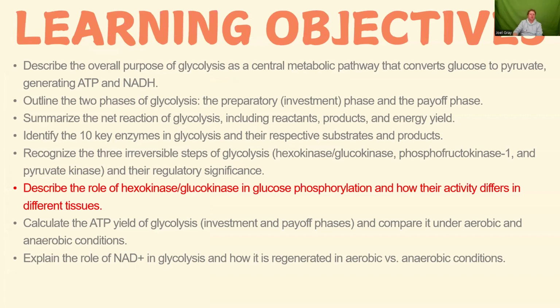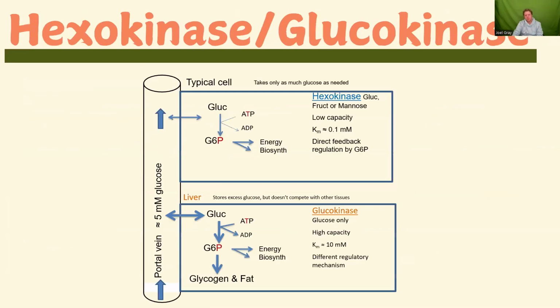Next up is be able to describe the role of glucokinase and hexokinase in glucose phosphorylation and how their activities differ in different tissues. So here what we have is, basically your typical cell. We've got hexokinase, which, well, hexo. That enzyme is going to be able to basically take on any 6-carbon sugar and phosphorylate it. And it has a Km for glucose of approximately 0.1 millimolar. So it can grab onto glucose no problem whatsoever.